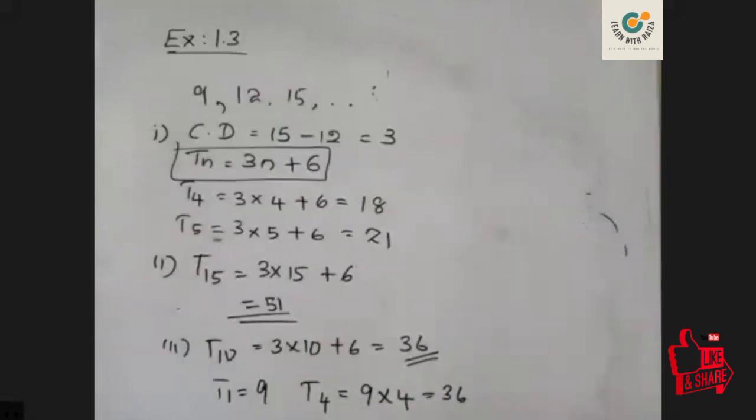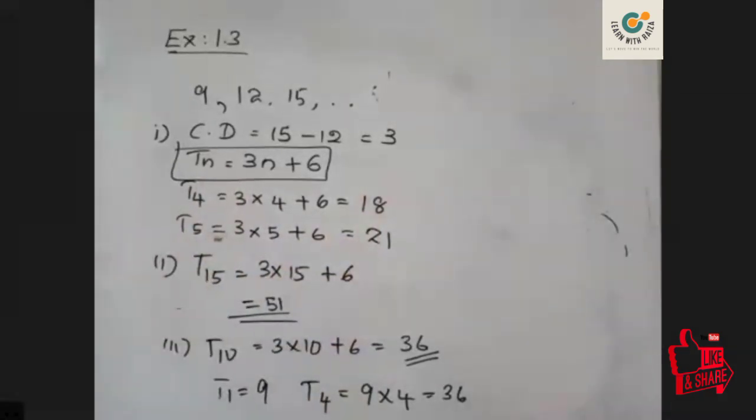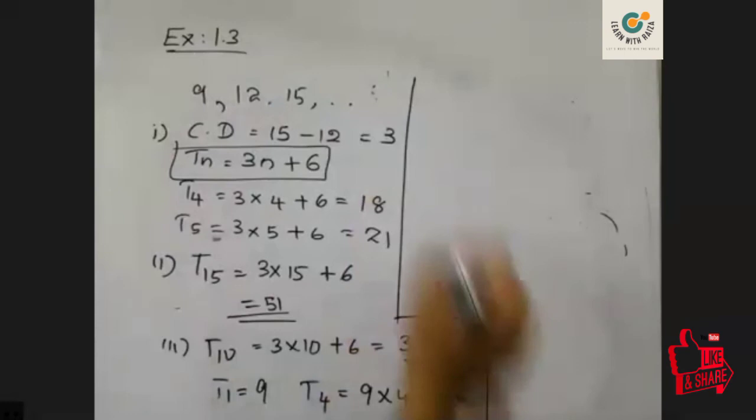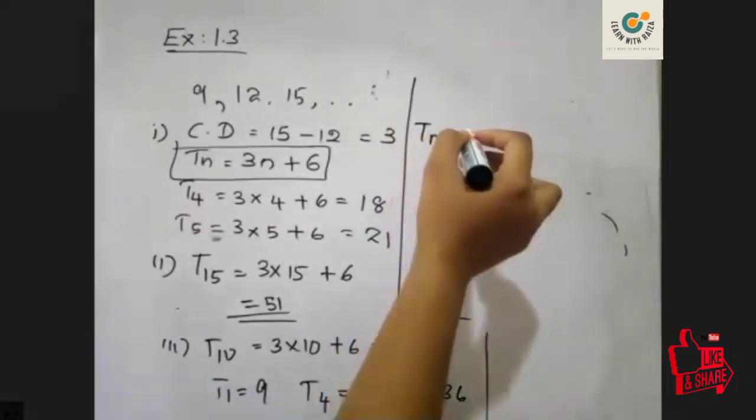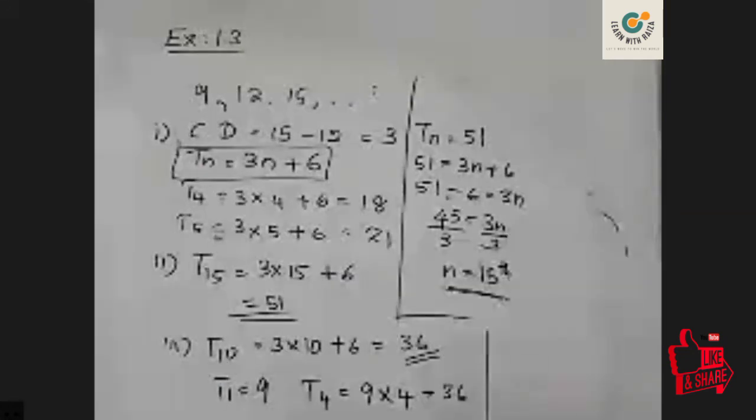Which row consists of 51 seats? They have given the seats. Which row they are asking? n we should find. So let's see how to find that. Tn equal 51. They have given. So 3n plus 6 equal 51. 51 minus 6, you will get 45. Divide both sides by 3. You are getting n equal 15. So the 15th row, that means the last row only, consists of 51 seats.